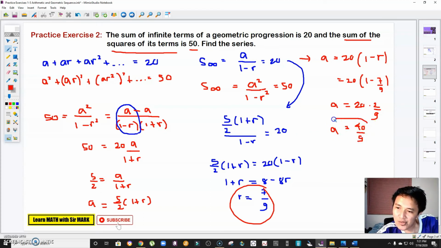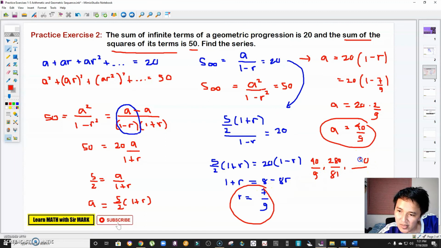There you go. So I now have the first term and the common ratio. From there, you can get the series we need. So let's do it. My first term is 40 over 9. Multiply it by 7 over 9: 40 times 7 is 280, and 9 times 9 is 81. Next, 280 times 7 is 1,960, over 81 times 9, that's 729. And so on. Therefore, this is the required series that will satisfy the two conditions.